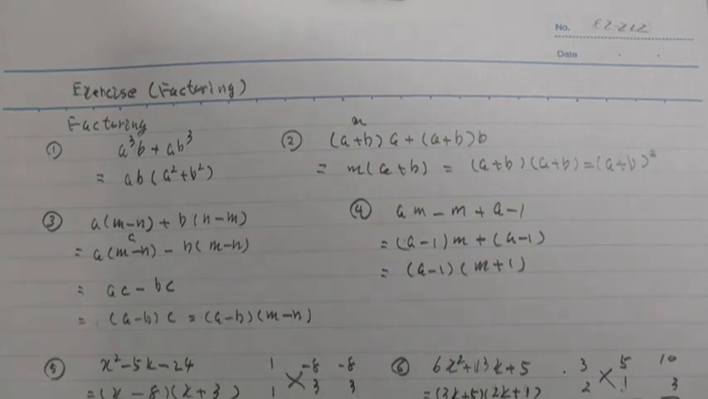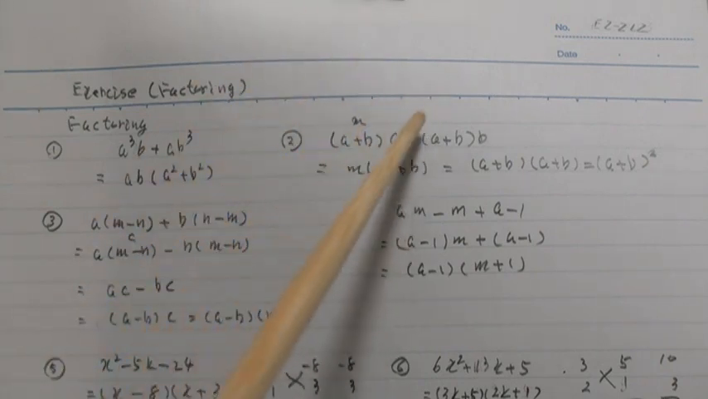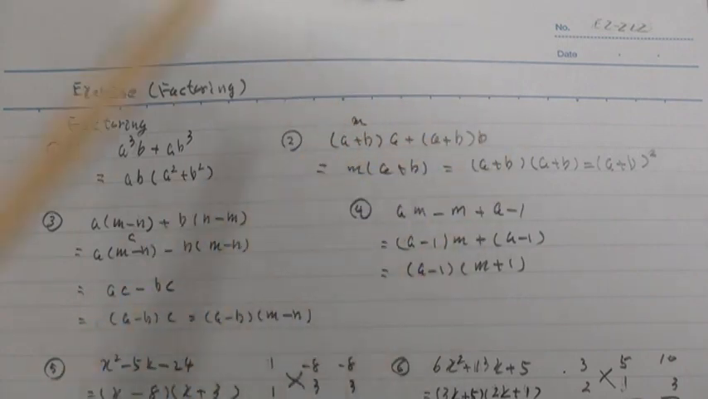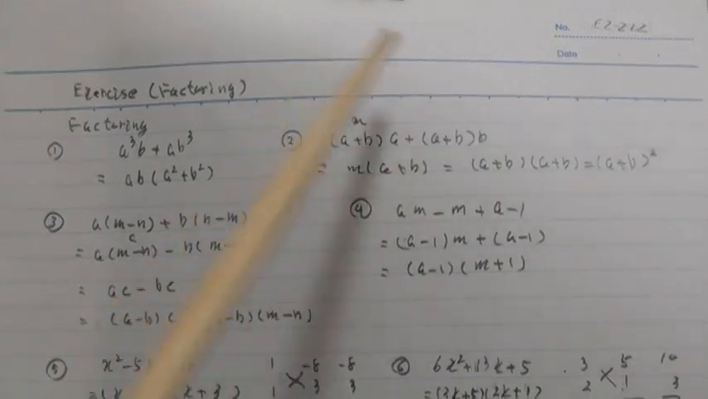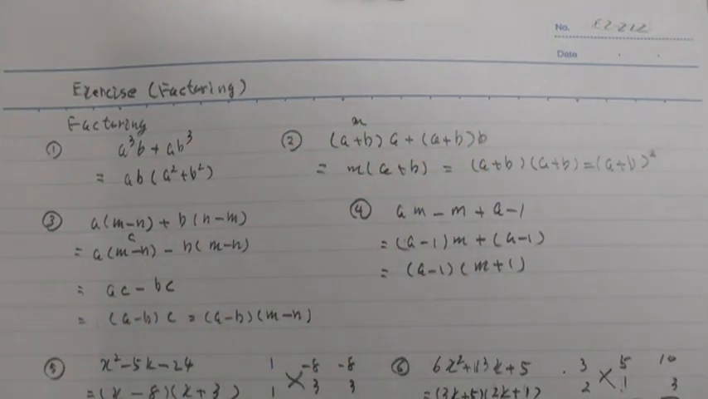And take 2. (a + b)a + (a + b)b. And this common factor a + b, and this is m. m a + m b, equal this. And m, let me write a + b, and a + b times a + b equal (a + b) square.